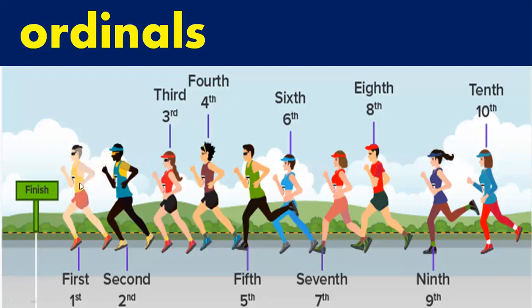Like this man got first position. So this is an ordinal number. This man got second position. So second is here. What is this? Second is the ordinal number. This girl is on the third position. Third. So what is this? Third is the ordinal number.